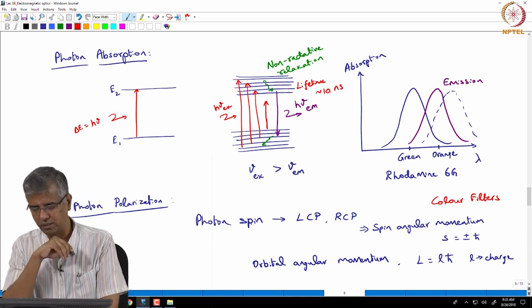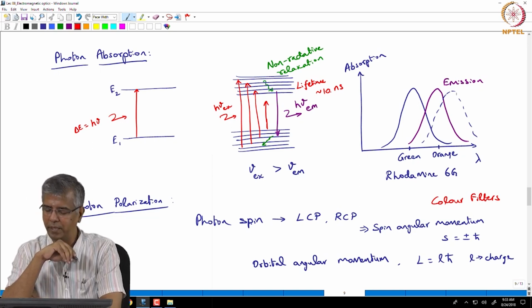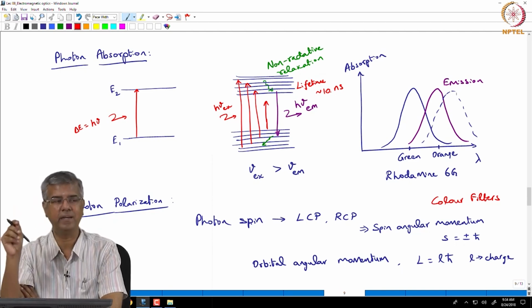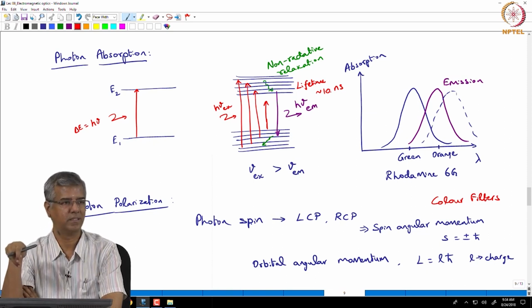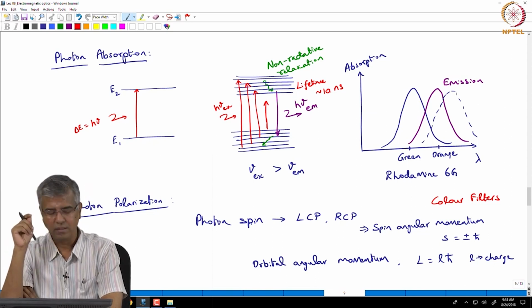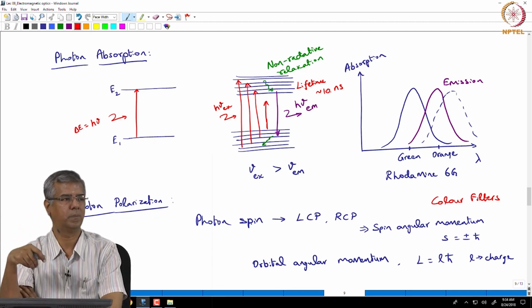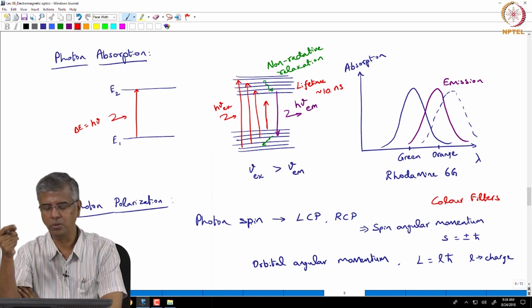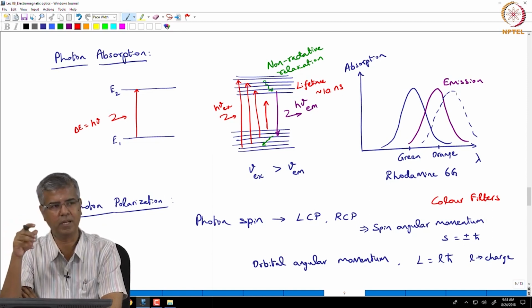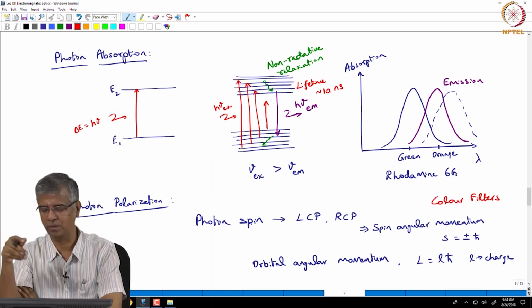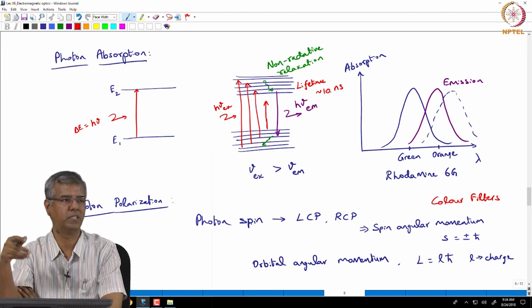So what does this lifetime mean? Does it mean that every electron that goes to the upper energy level spends exactly 10 nanoseconds and then emits? Not really. It is a probabilistic event. I was mentioning that absorption is a probabilistic event; the emission also is a probabilistic event. So you can only tell in terms of some mean probability, over some mean time over which this emission happens.